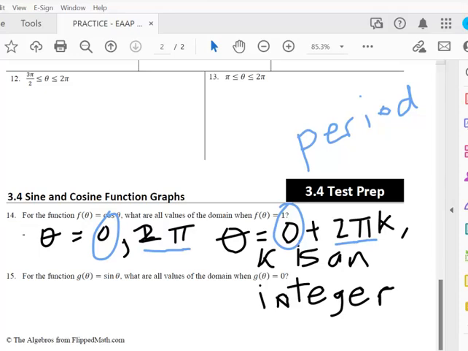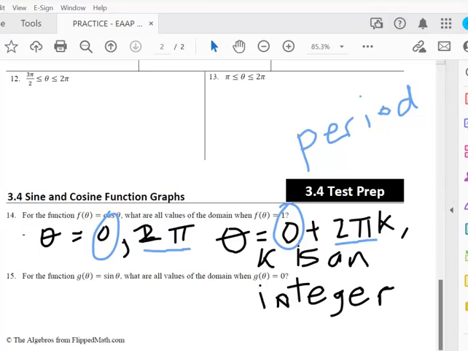In addition, why does k have to be an integer? Well, what if k was negative 1? 0 plus negative 2 pi is negative 2 pi. If we went to negative 2 pi, we'd be right back to where we started. It would also have an output value of 1. So what 2 pi k does is it basically says every period multiple will also work. So we just need to establish a starting point, which is 0.